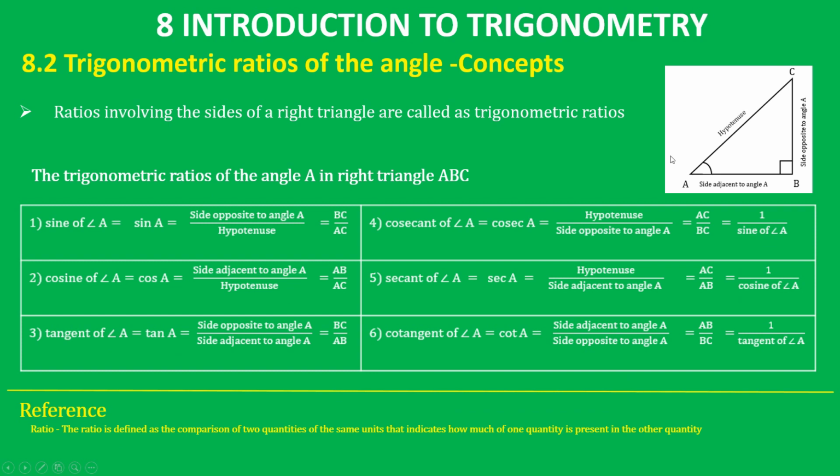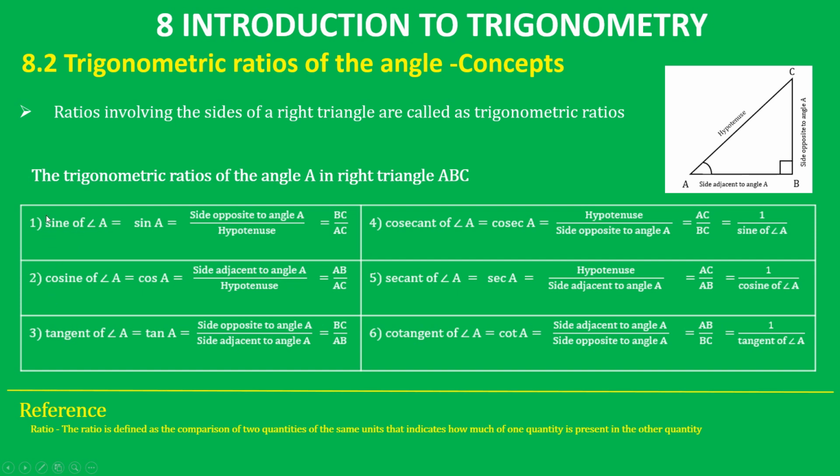Now consider the same triangle ABC, and consider angle A. As we have already understood, side AB is called the side adjacent to angle A, side BC is called the side opposite to angle A, and AC is the hypotenuse. The ratios involving the sides of a right triangle are called trigonometric ratios. Correct? We'll appreciate this statement in the next statements. The trigonometric ratios of the angle A in right triangle ABC. It's a right triangle, right?